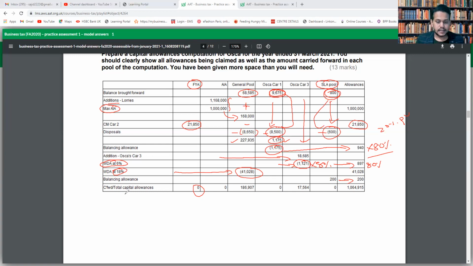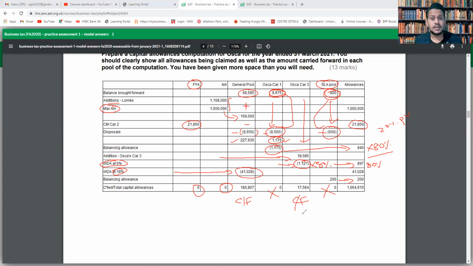So you can see at the end, we don't have any balance for the FYA. There is no FYA left. The general pool will have a carried forward balance. For any disposal, it will be 0. So this one will be 0 because it's a disposal. As soon as you sell the asset, there will be no balance carried forward, because you take the balancing allowance, and the asset has to go because you disposed of it. And this car wasn't sold yet, car number 3, this will have a carried forward balance.